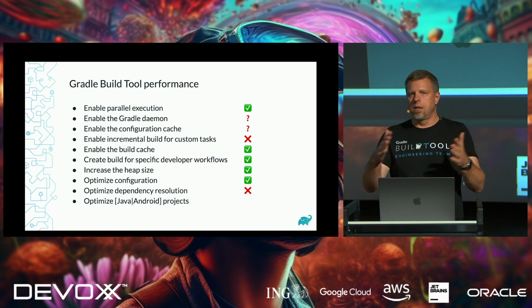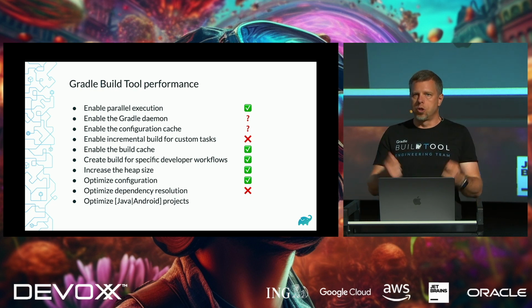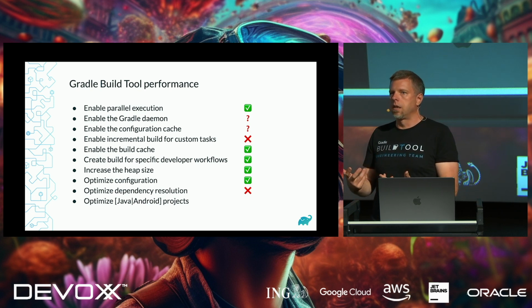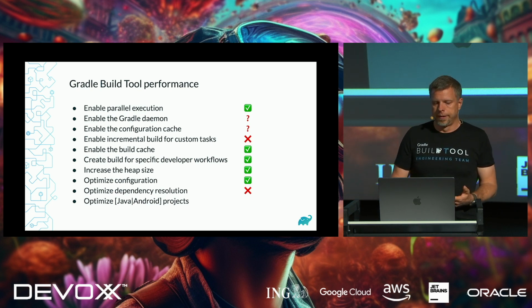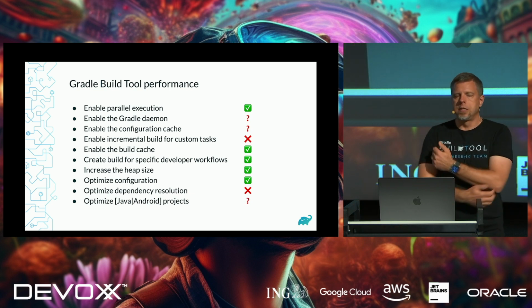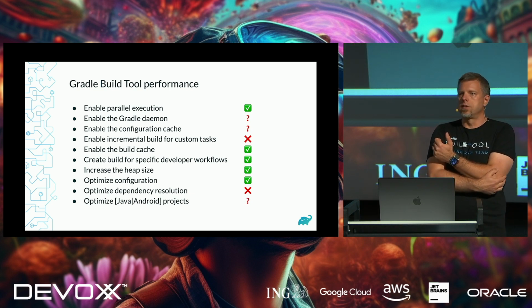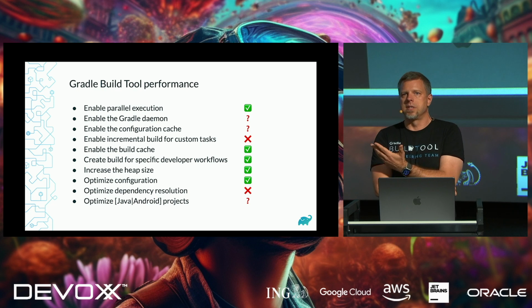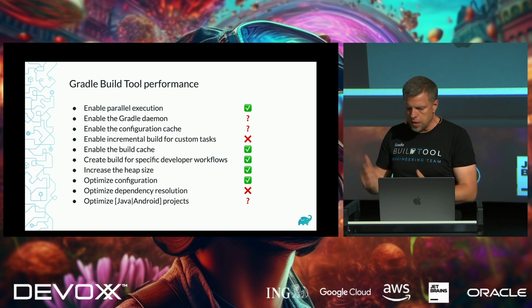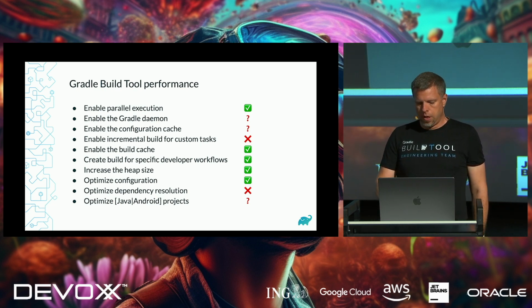I mean, if we talk again about ephemeral environments, just applying the basic recipes will not work. And then optimizing specific projects like Java or Android ones, that really depends on what kind of optimization we're talking about. And so we'll see that there are things you can do depending on that environment.